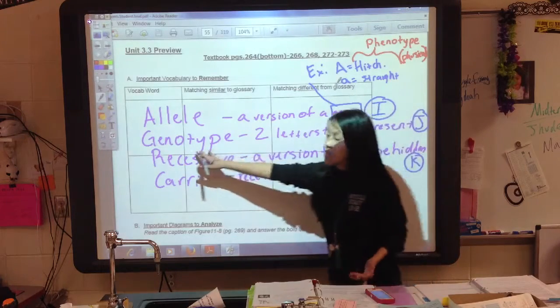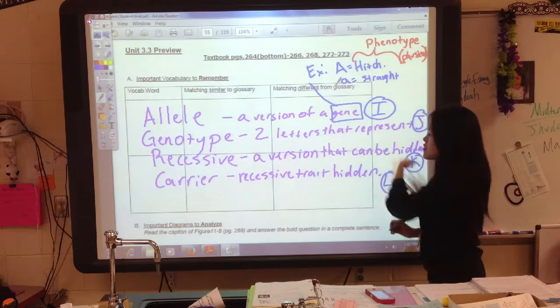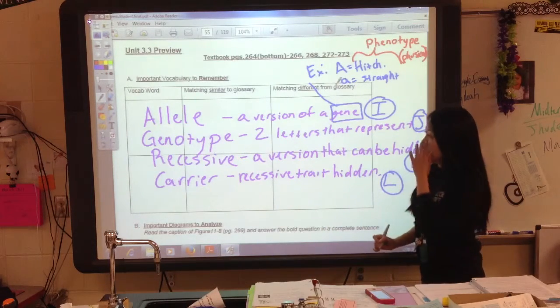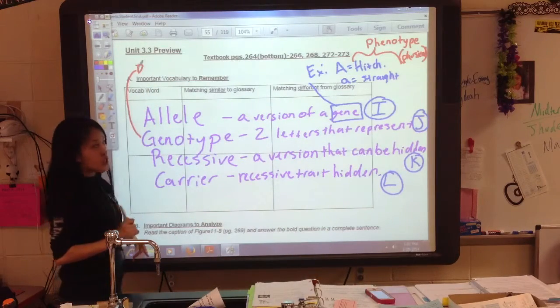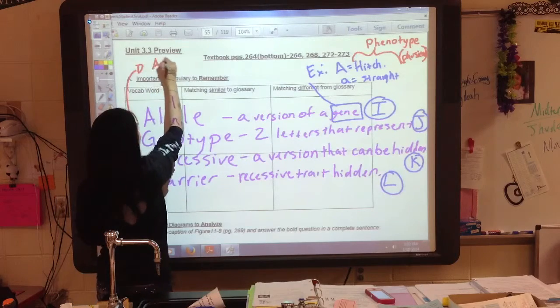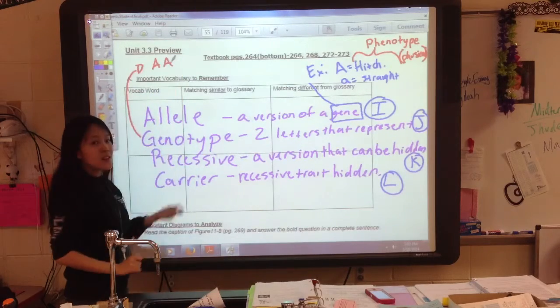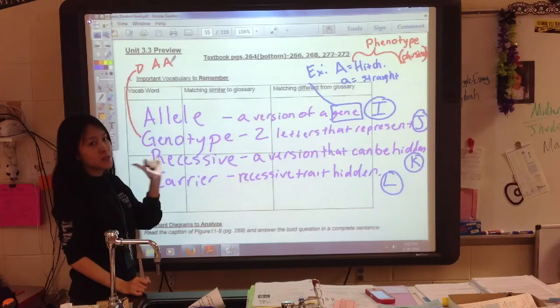So genotype sounds like genes. Two letters that represent a specific trait. So for genotype, let's do some examples here. If I had a hitchhiker's thumb, I could be big A, big A. As long as I had one big A, I would have a hitchhiker's thumb, a thumb that was bent.